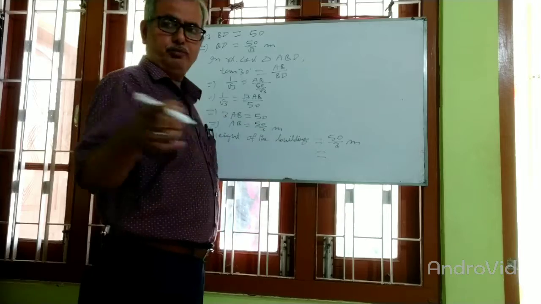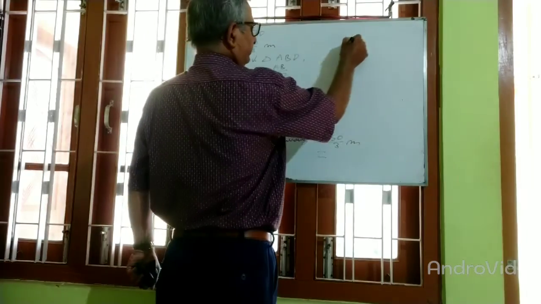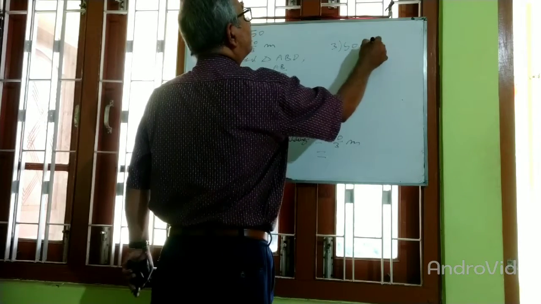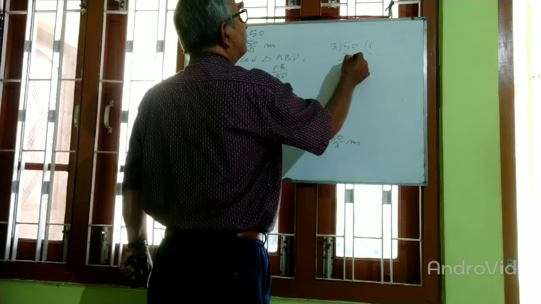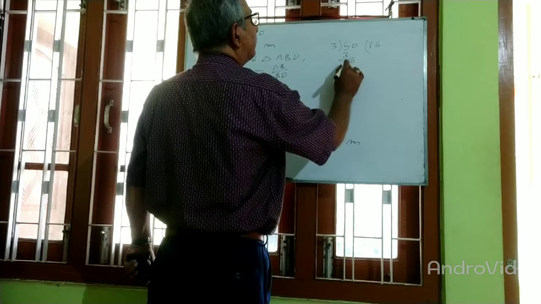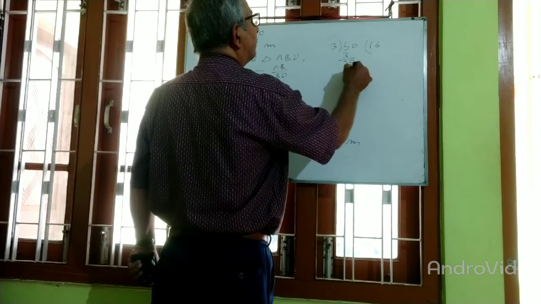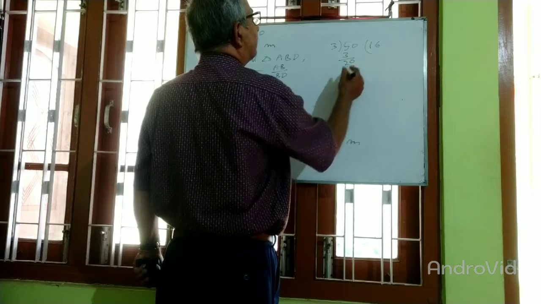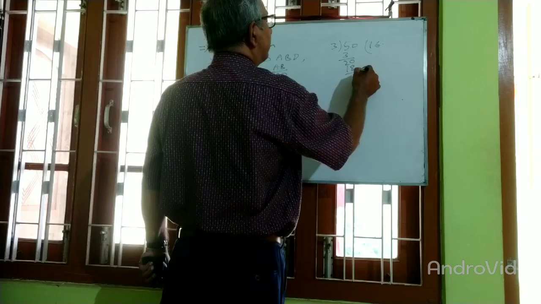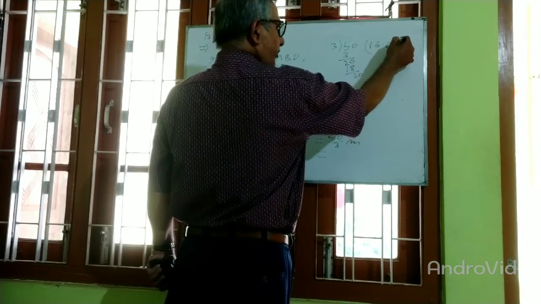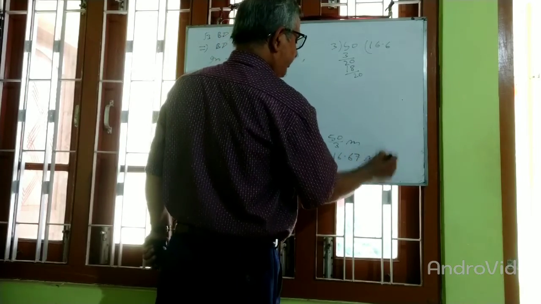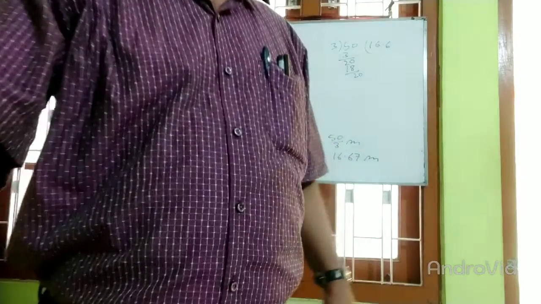But answer you see coming or not? 6 will come. So you better write 16.67 also you can write. Finish.